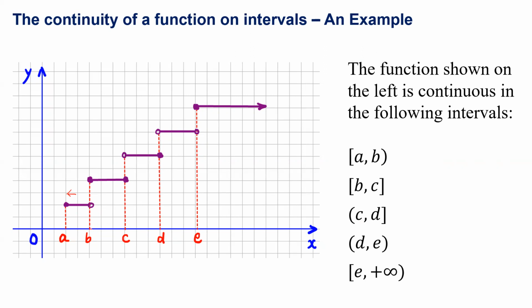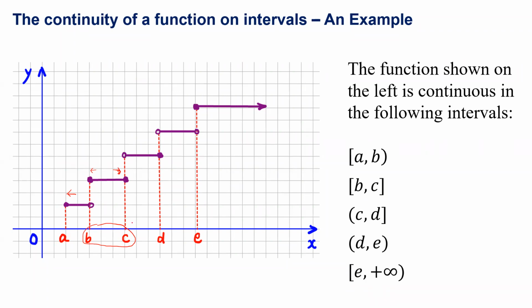And for another example, let's consider this interval from B to C exclusive. First of all, this function is continuous in the open interval from B to C, right? And second, this function is right continuous at point B. And this function is left continuous at point C, right? Therefore, we say this function is continuous in the closed interval from B to C.